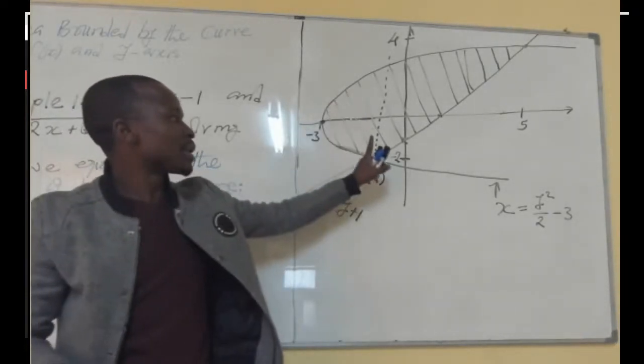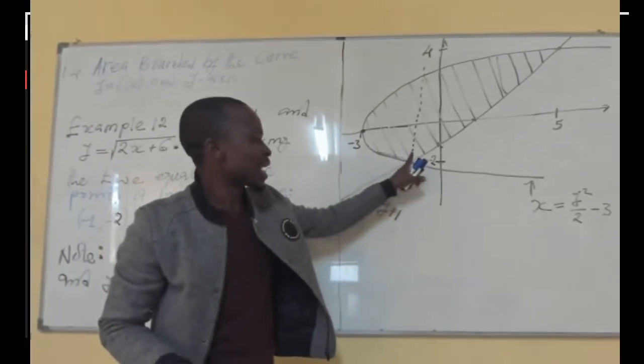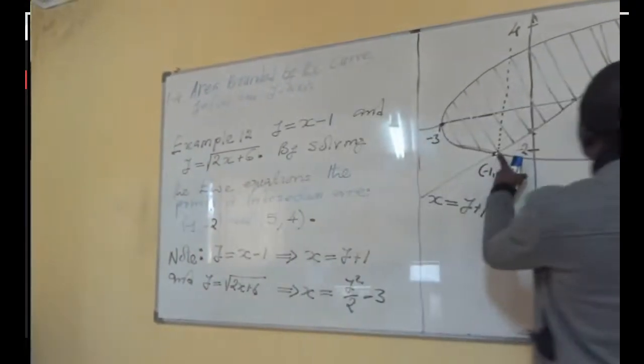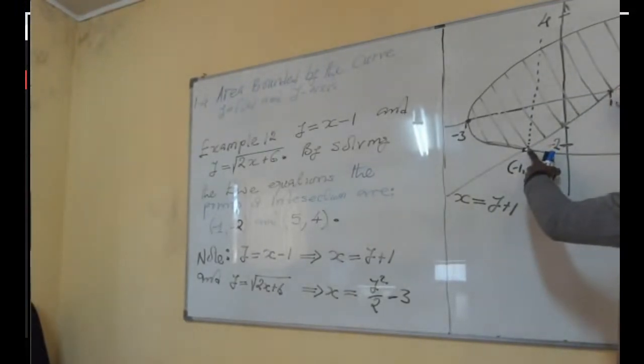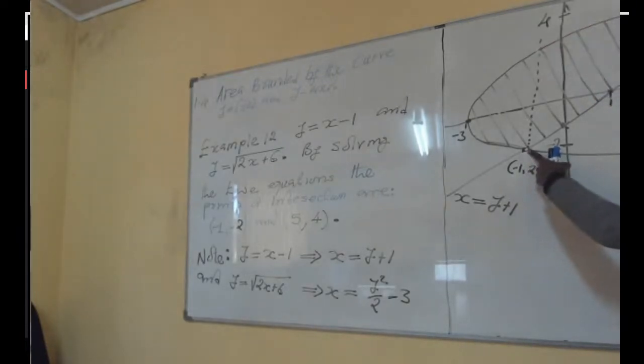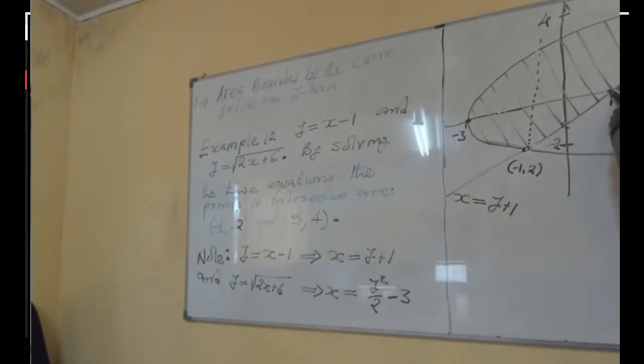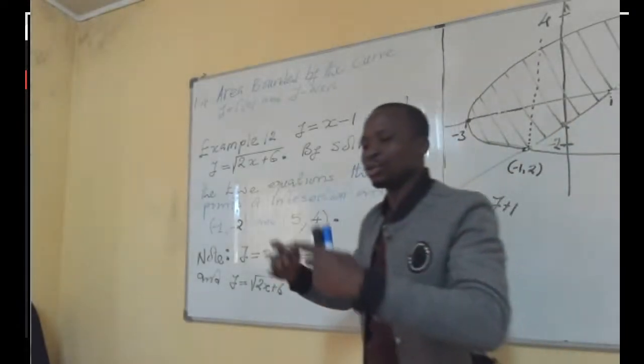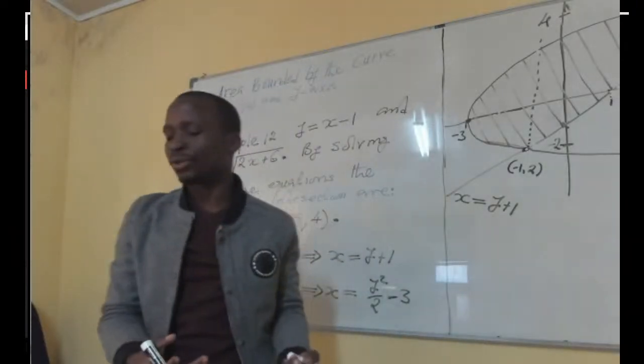Then from negative 1 up to 1, you have both this curve and this line. Again, this curve is below this line. Again, you have from 1 to 5. So you have all these scenarios. That means you need to demarcate this region into 3 sub-regions if you want to use the x values as the limits of integration.